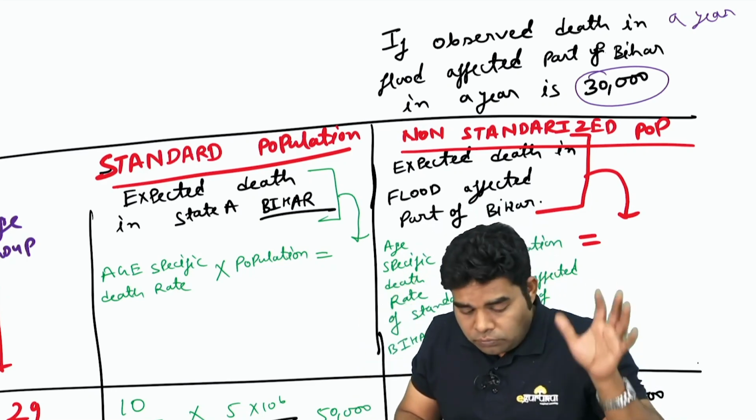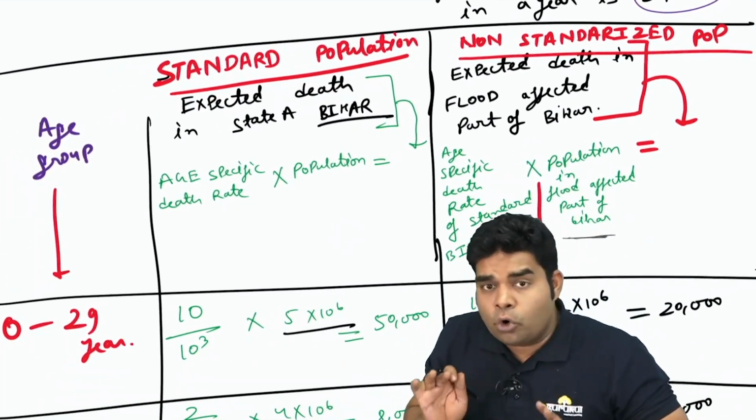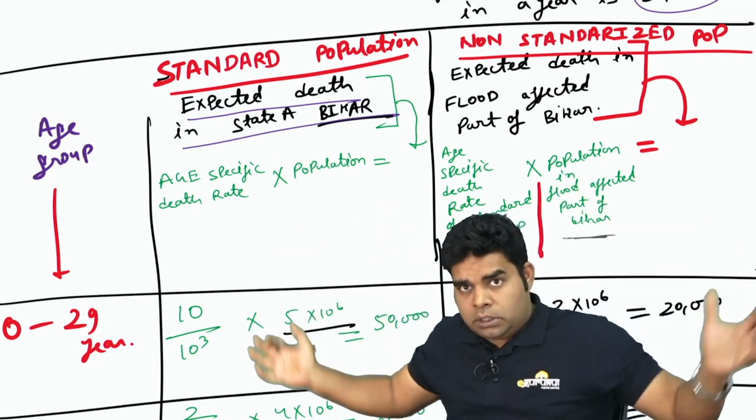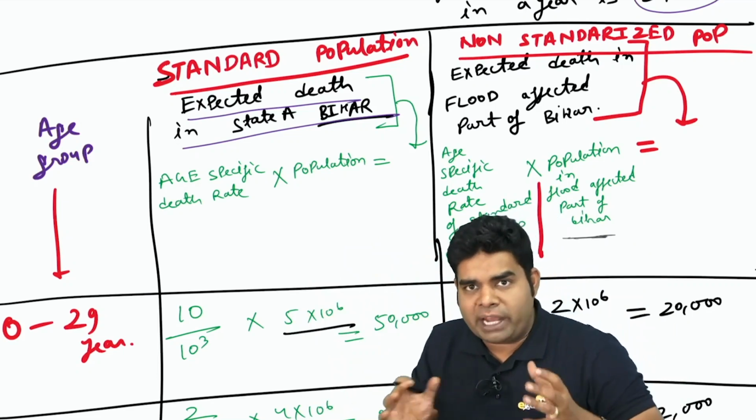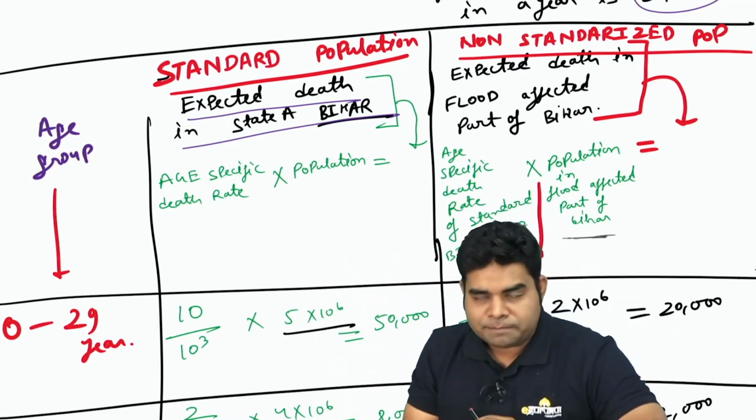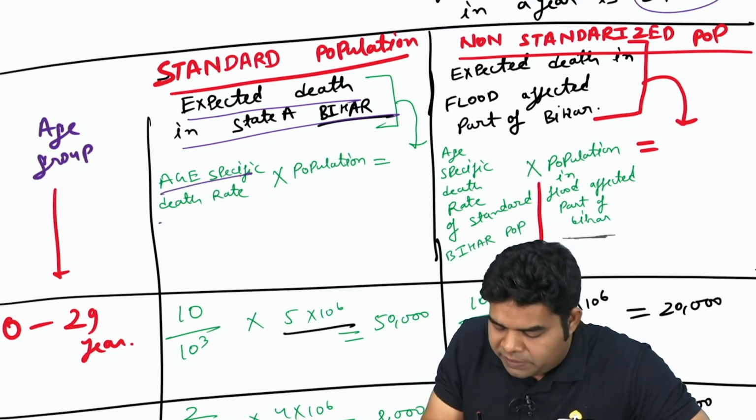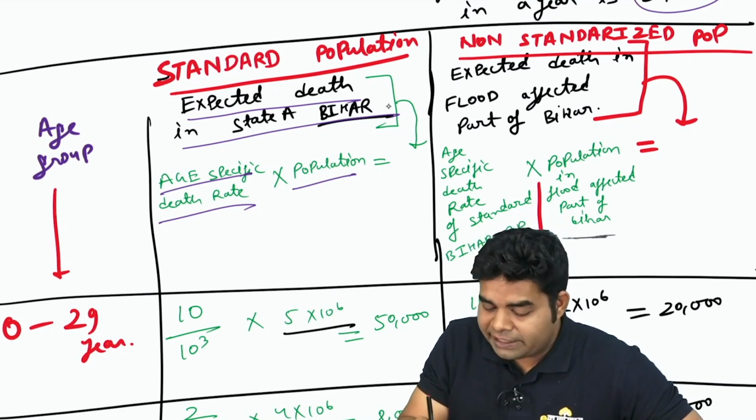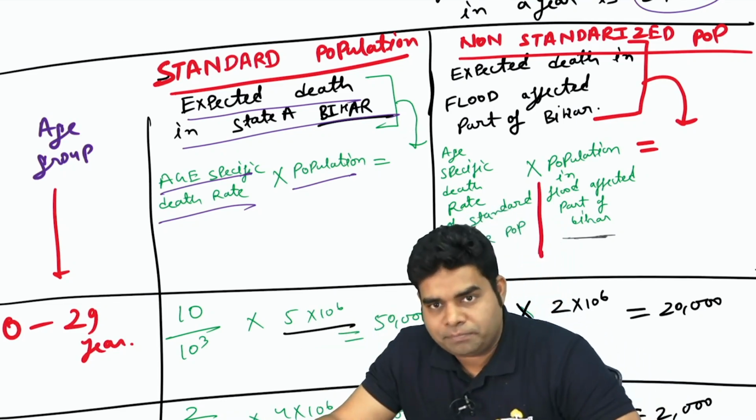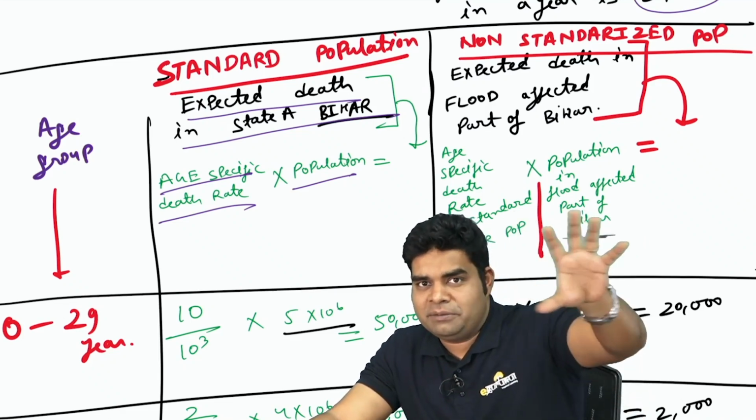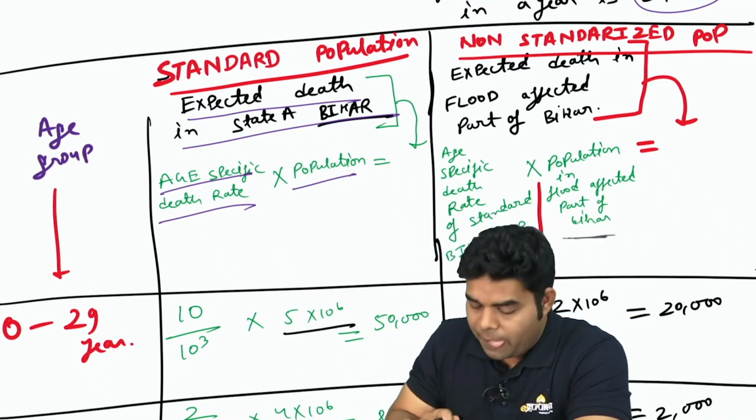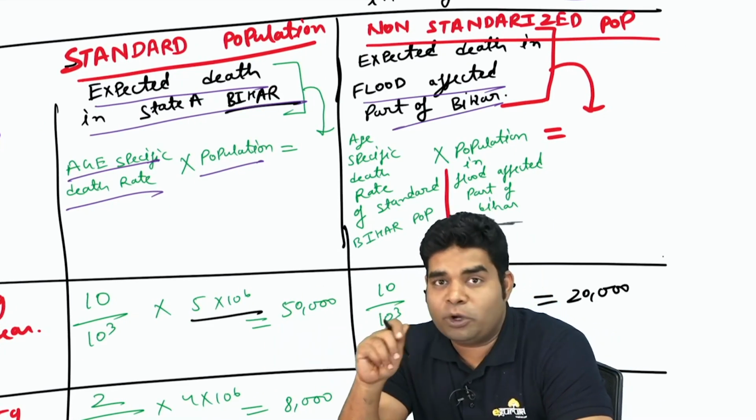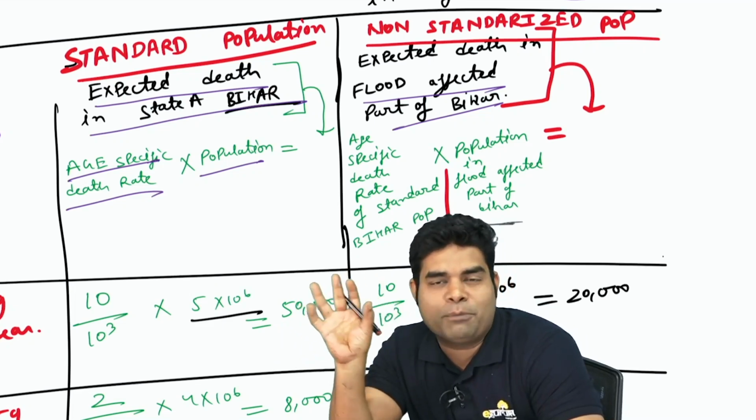Now, we know the expected death in Bihar because the whole population of Bihar is a standard population. Why? Because we know the age specific death rate in that. And because we know the age specific death rate, after multiplying it with the total population, we can get the expected death in the state of Bihar. So we can get an expected death from a standard population. Now, the flood affected part of Bihar is a non-standardized population because we do not know the age specific death rate in that high risk population.